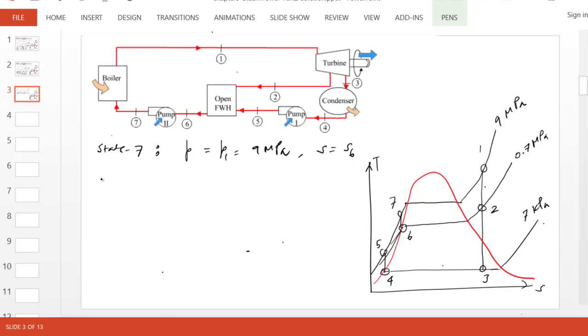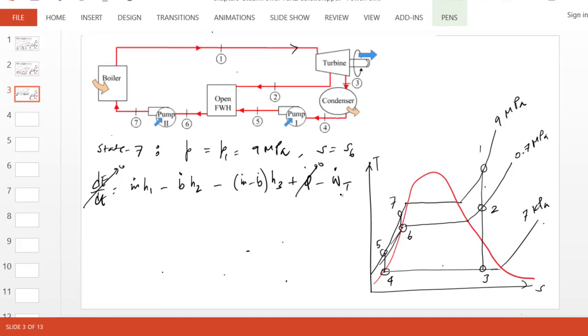If we use the energy equation for the turbine, dE/dt equals 0. So let's say m dot h1 is the energy that enters the turbine, minus (m dot minus b dot) going out at state 2, and minus (m dot minus b dot) going out at h3, plus q dot, there is no q dot, minus w dot external, which is w dot turbine, right?